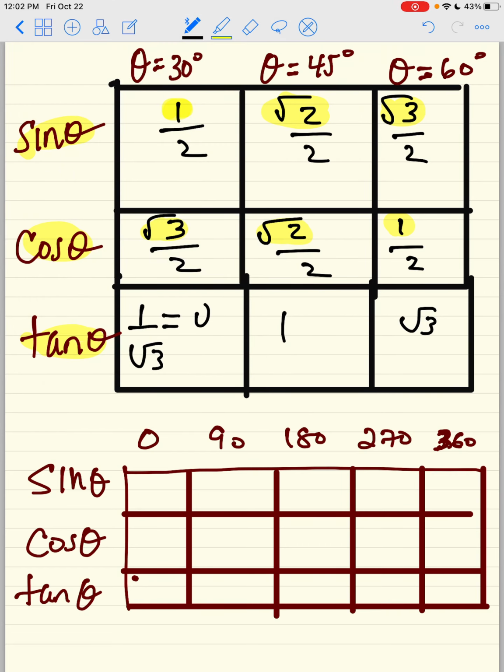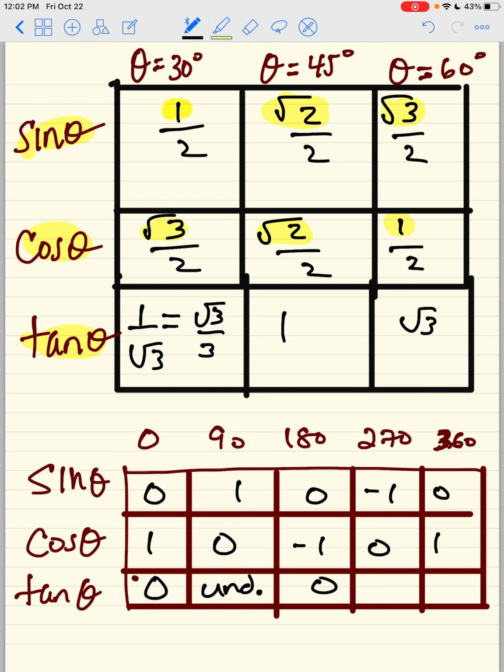This one right here needs to be rationalized. So we're going to rationalize it by multiplying by the square root of 3. Okay. How do we figure out the sine? Sine begins with 0, 0, 1, 0, negative 1, 0. Cosine, 1, 0, negative 1, 0, 1. Tangent is sine divided by cosine. So 0 divided by 1 is 0. 1 divided by 0 is undefined. 0 divided by negative 1 is 0. Negative 1 divided by 0 is undefined. And 0 divided by 1 is 0. Undefined means there's a vertical asymptote.